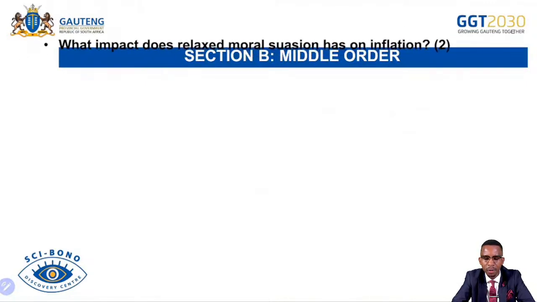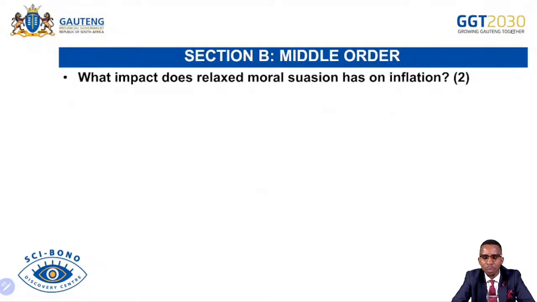Then section B, we go to middle order questions, where you need to link and connect given concepts. So let's see some examples. What impact does relaxed modal suasion have on inflation? So it's very important for you to keep this in your mind. We are linking modal suasion that has been relaxed to inflation.